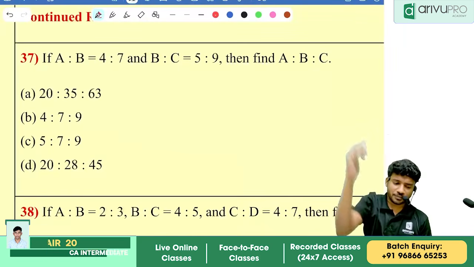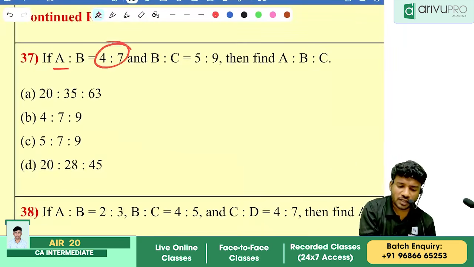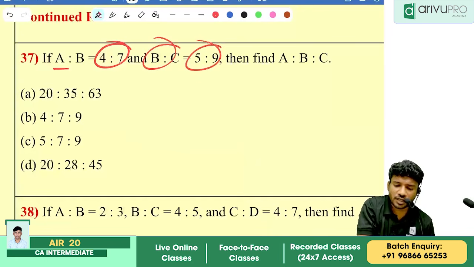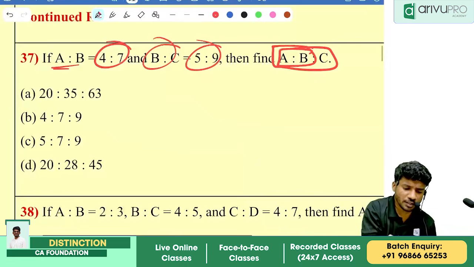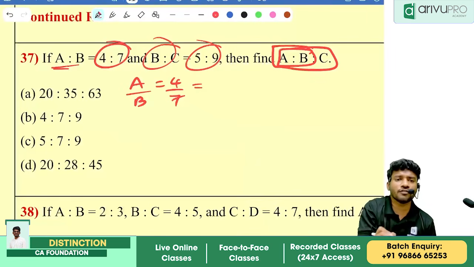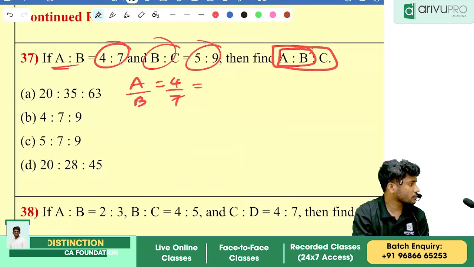Use calculator. A is to B is 4 is to 7. B is to C is 5 is to 9. Find A is to B is to C. People, first find A by B. A by B is equal to 4 by 7. How much is the value? 4 by 7 is equal to how much?